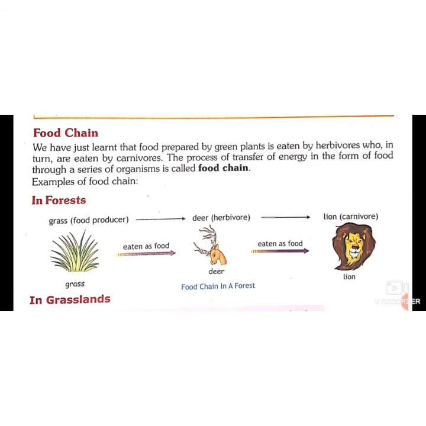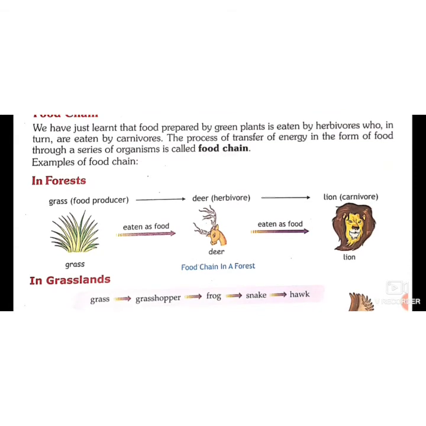Next topic is food chain. Food chain is a chain of organisms in which energy is transferred from one organism to another in the form of food. It tells us who will eat whom, कौन किसको खाएगा. So it is the process of transfer of energy in the form of food through a series of organisms. And the first step of every food chain is plants, because they are producers. They can make their own food.